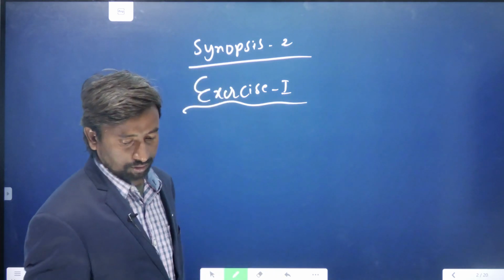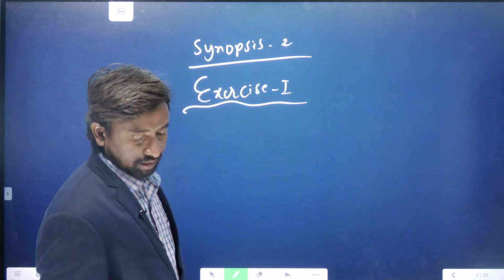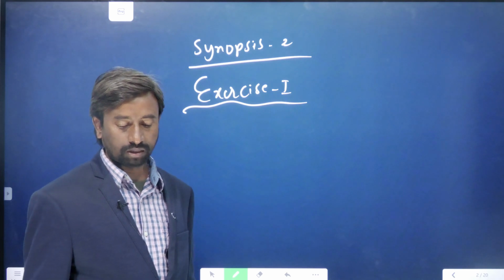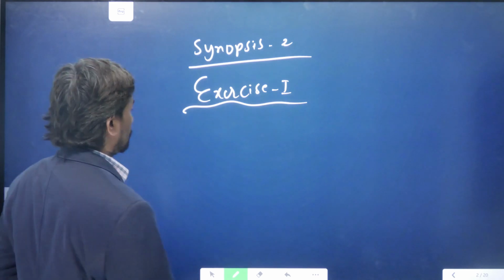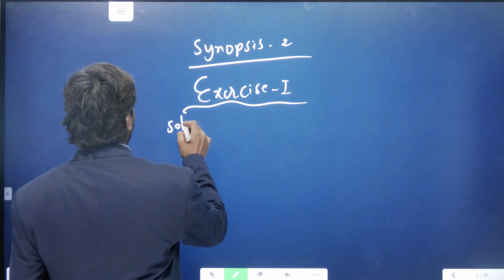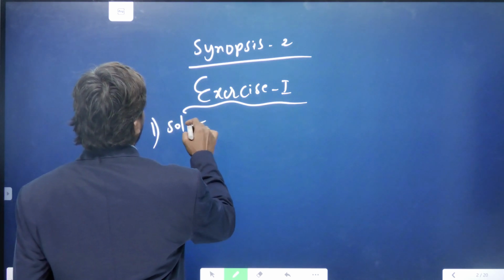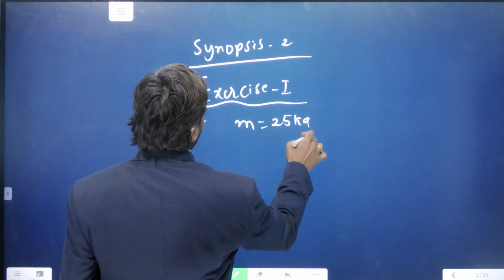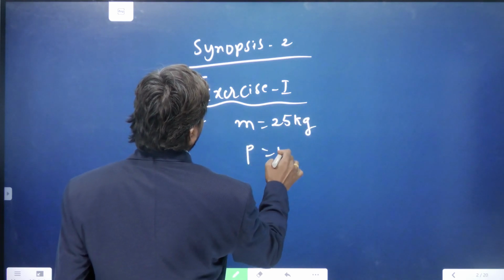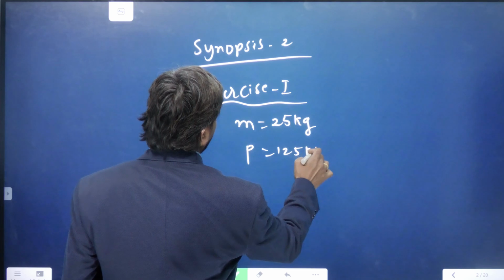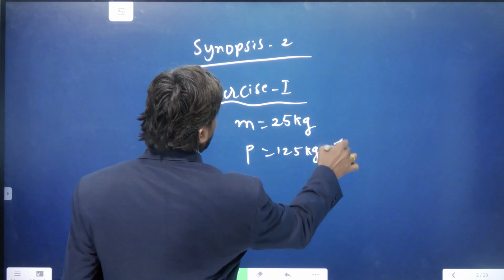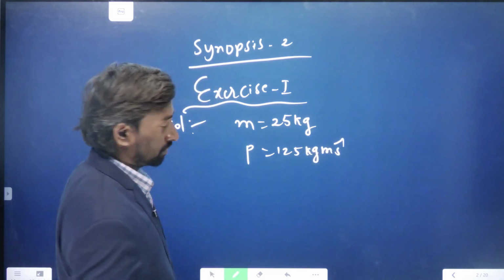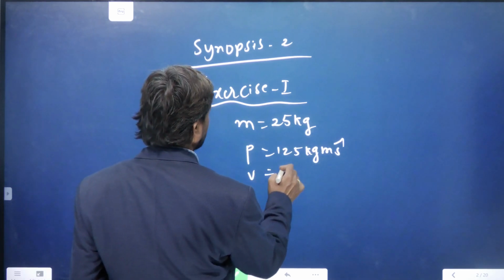Okay, in the first question, a body of mass 25 kg has a momentum of 125 kg meter per second. What is its velocity? The mass of the body is 25 kg, and the momentum is given as 125 kg meter per second. They are asking for the velocity, V.